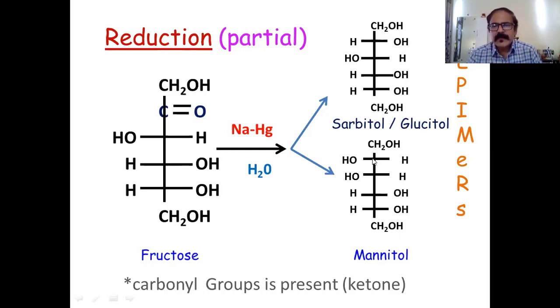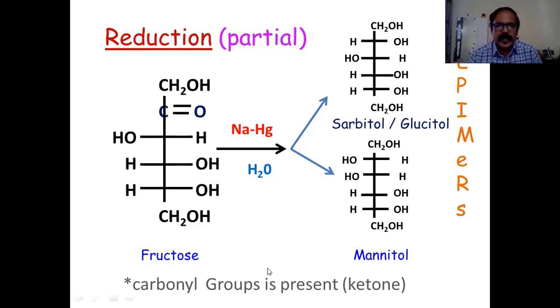When there is a difference in the second, third or fourth carbon, we call these compounds epimers, and epimers are generally asked in examinations. So what are epimers? Those compounds which have a difference in the spatial arrangement of the atoms, or stereochemistry, at the second, third or fourth position are called epimers. If there is a difference in the first position, we call them anomers. Anomers, A, first carbon. Second, third or fourth, we call epimers. You remember that. So sorbitol or glucitol and mannitol are epimers.